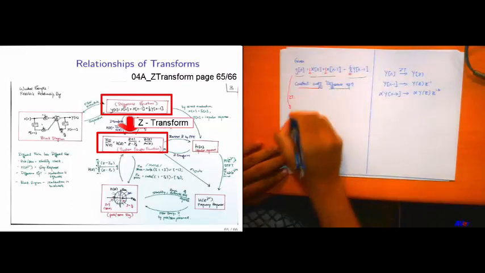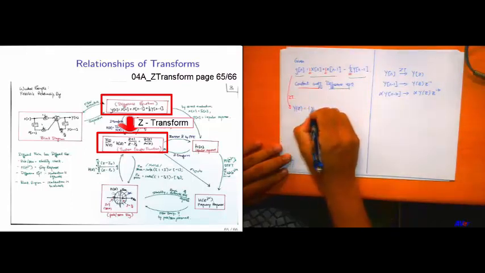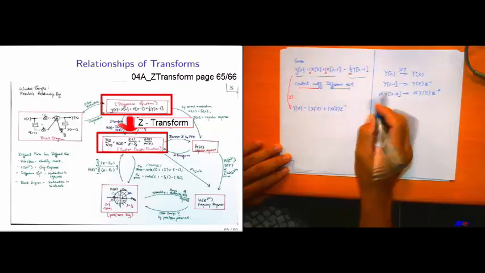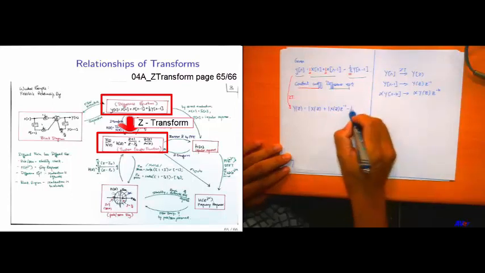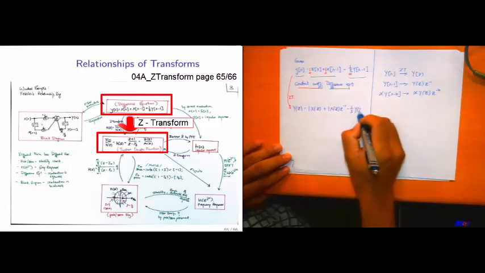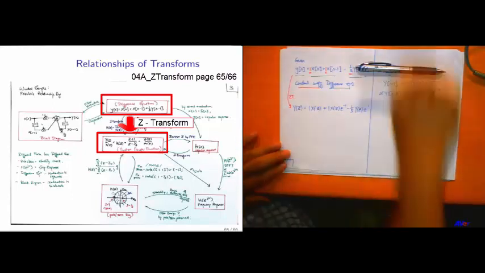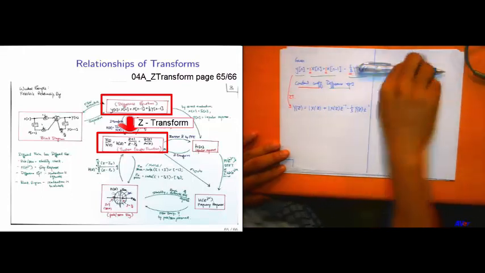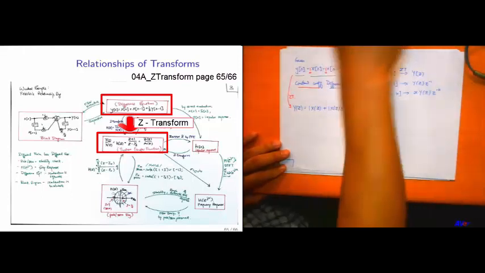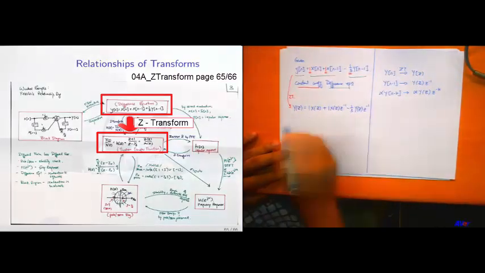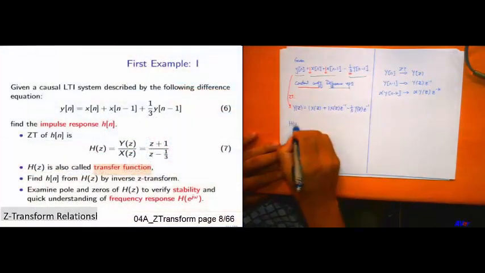So y of n becomes Y of z equals 1 X of z plus 1 X of z, z to the minus 1, minus 1/3 Y of z, z to the minus 1. Now once you have converted into this, then you say, okay, this is the z transform. We are not interested in the z transform in this form.